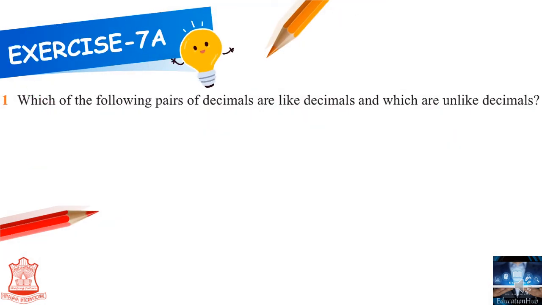I hope till here it is clear to you. Now let's discuss your exercise 7a, question number 1. We have to just tell which of the following pairs are like decimals and which are unlike decimals.